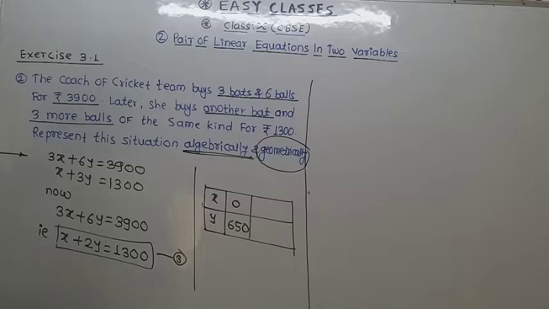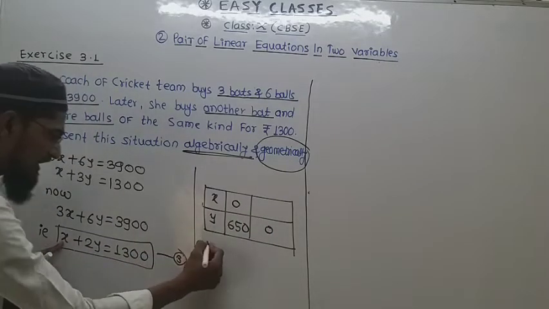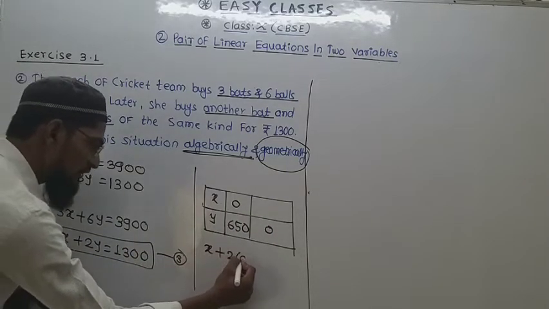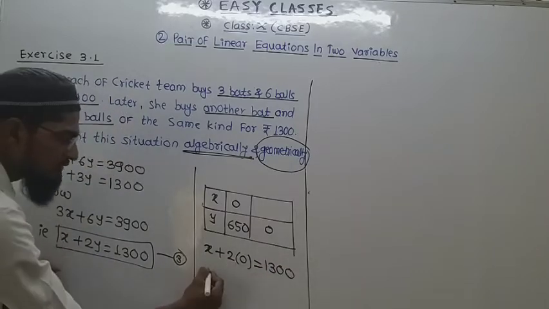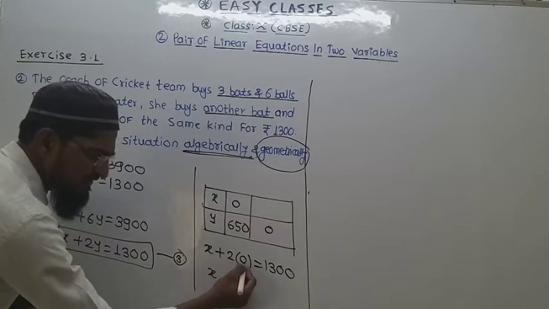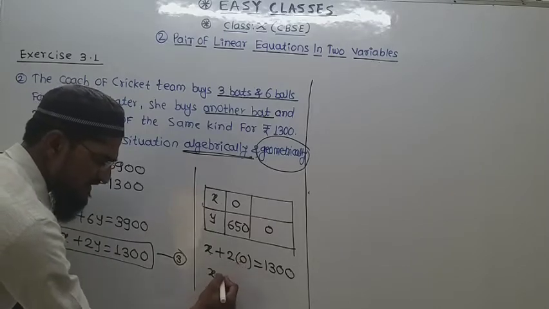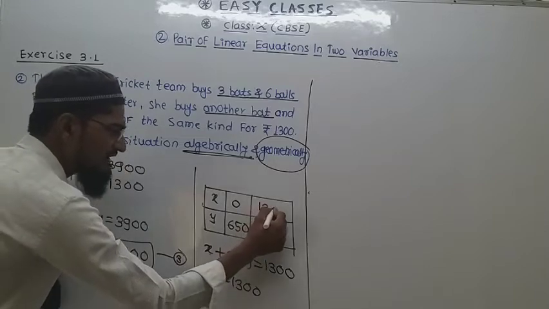Now for the second point, I take 0 here. So what will we get for 0? Here x plus 2 into 0 is equal to 1300. Now x is equal to x plus 0, because 2 into 0 means 0. So x plus 0 means x, and 1300. So here I directly write 1300.